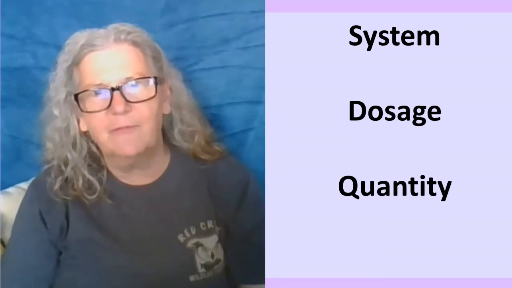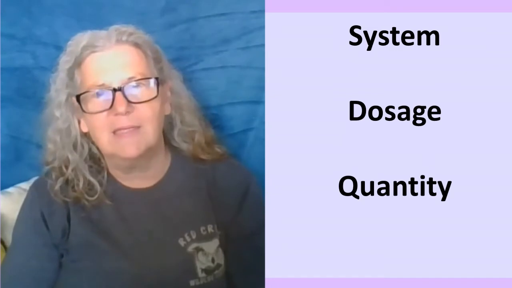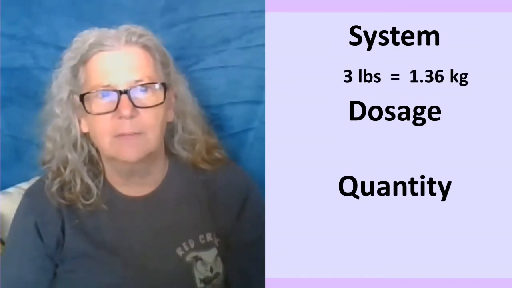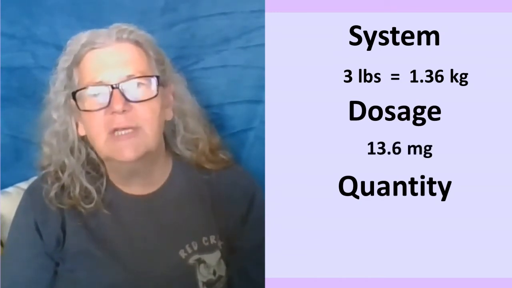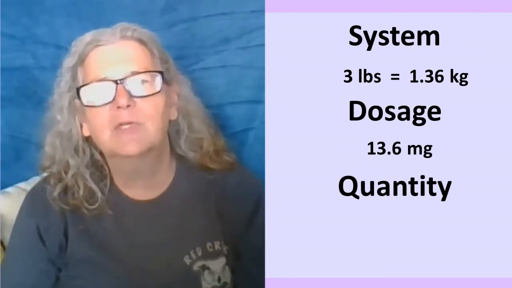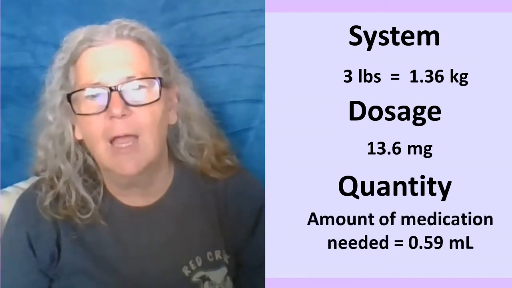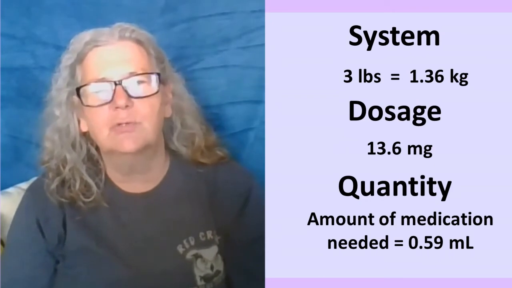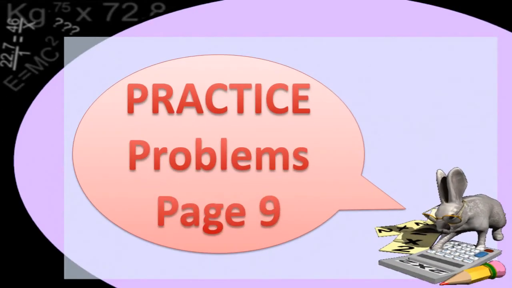Okay, so what do we get for each step? When converting the system, the 3-pound red-tailed hawk weighs 1.36 kilograms. When calculating the dosage, we need 13.6 milligrams for this bird. And how much medication do we need to measure for the bird? 0.59 milliliter, which can be rounded to 0.6. See, you can do this. More practice problems are available on page 9, and then we'll continue.